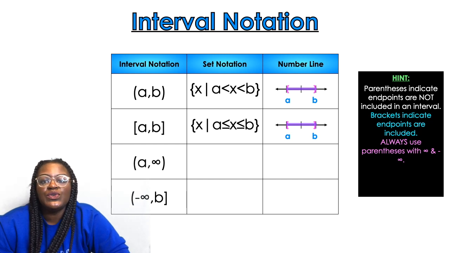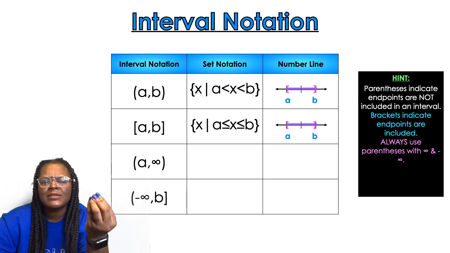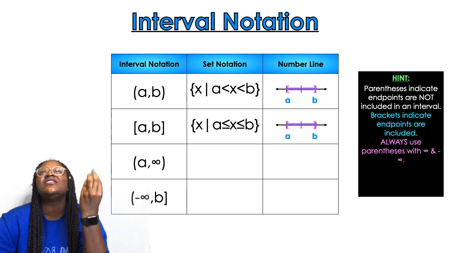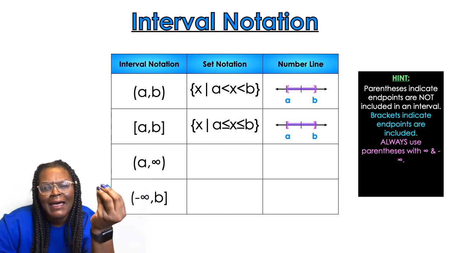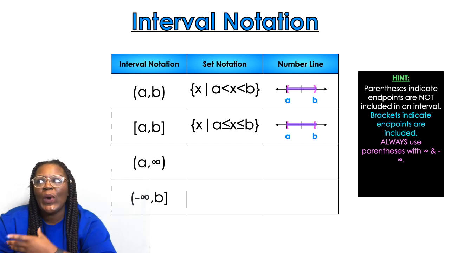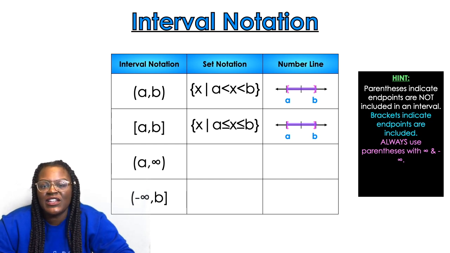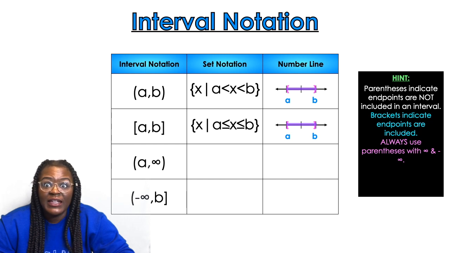So now we're gonna do parentheses A, close parentheses, comma, infinity. So infinity is not a real number, right, guys? Infinity is a concept, okay? Infinity is an idea, yeah? So if I'm going all the way to infinity, infinity is not a fixed place on the number line. Infinity just means I keep going on forever and ever. So basically, it's every number that's bigger than A.